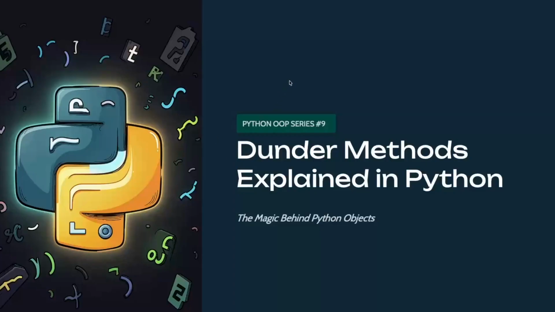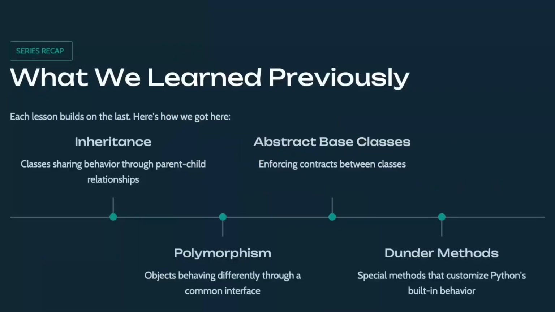So let's get started. Now, before we jump into Dunder methods, let's quickly recap. We started with inheritance, where child classes inherit behavior from parent classes. Then we learned polymorphism, where the same method call can produce different behavior depending on the object. After that, we learned abstract base classes, which allow us to enforce contracts between classes. Today, we will be taking another step deeper into Python itself. We're going to learn how Python allows custom classes to interact with built-in language features through Dunder methods.